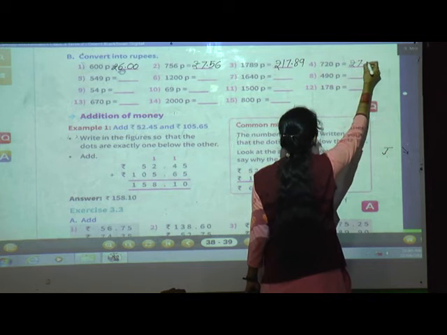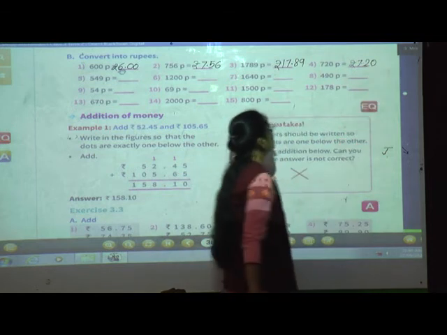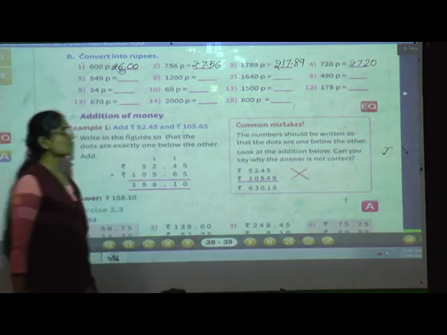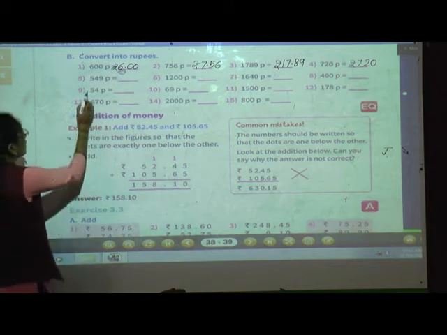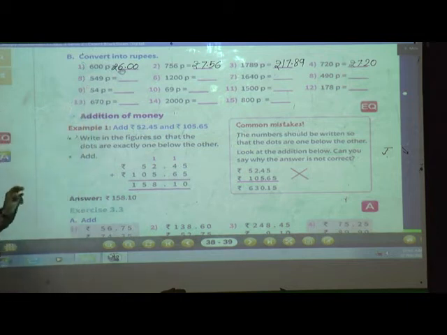So rupees 7.20. 720 paise is equal to rupees 7.20. Now we'll move to the fifth example. 549 paise. 549 paise is equal to, see here, again this is a 3-digit number. This paise we have to convert into rupees.